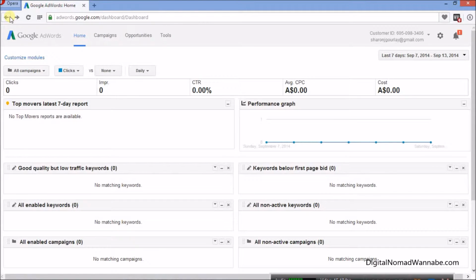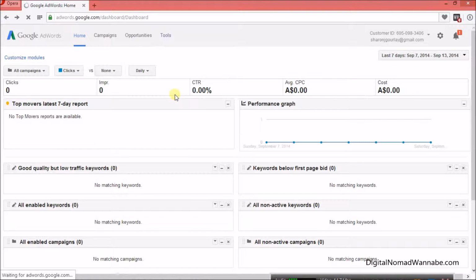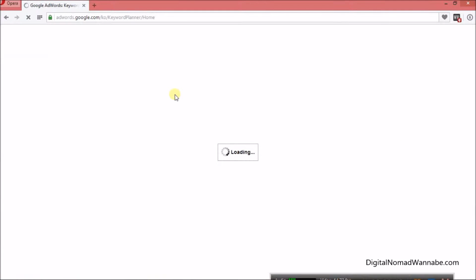Okay, so the way that I searched for keywords before I bought Longtail Pro was by starting in Google Adwords. Now, once you have an account for this, which you can just get with your Google account, you can go into Tools and then Keyword Planner, and it will take you to a tool to help you find some keywords.